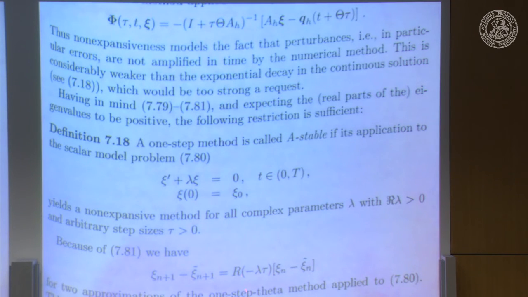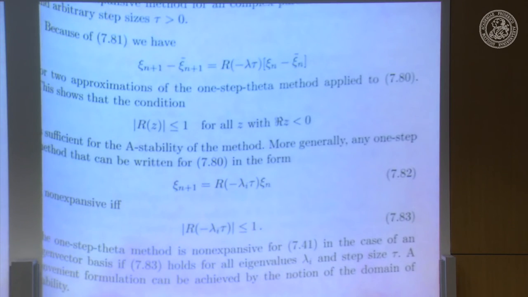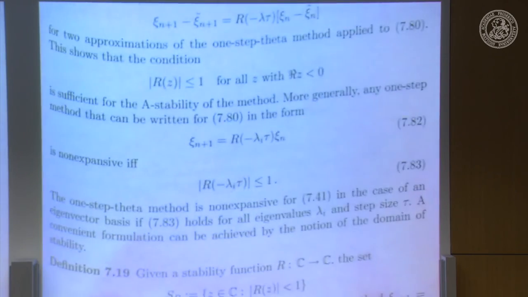And so the requirement is that the modulus of this function is less or equal to 1, at least for all positive tau and for all lambda with positive real part. That means we have to speak here about the full left half of the complex plane. And to do this more properly, we introduce another notion. So this is the requirement we have.